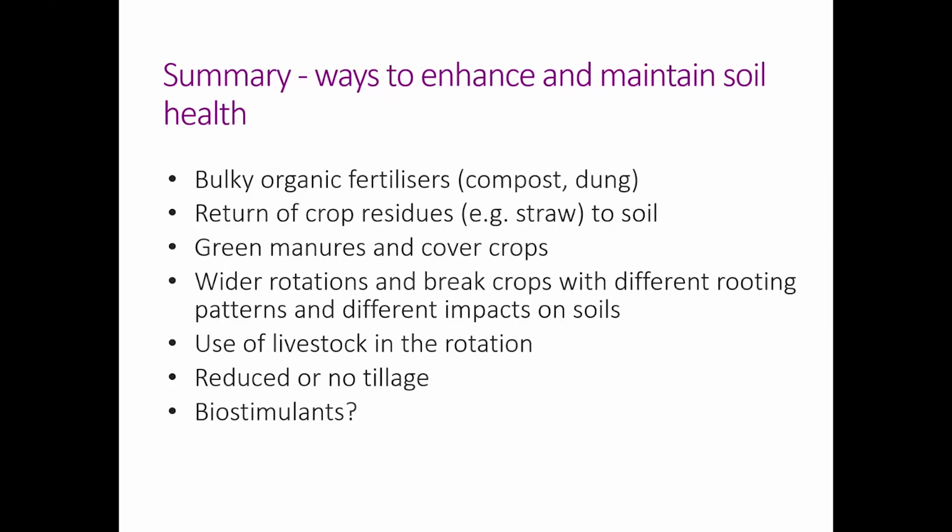haulms of peas and beans, straw of some of the crops that you're growing, not just cereal straw, but the bits that you don't harvest, chop them up and return them to soil. Green manures and cover crops, particularly important where you don't have enough bulky organic fertilizers or you don't have any animals. Wider rotations, so you're growing a diversity of different crops, and perhaps break crops like grass clover leys, where you're not actually harvesting something and selling it for money, but you're investing in the soil by putting in a crop which has the sole aim of improving that soil. Green manures can be a form of break crop, of course.